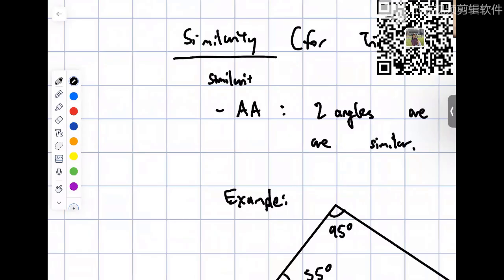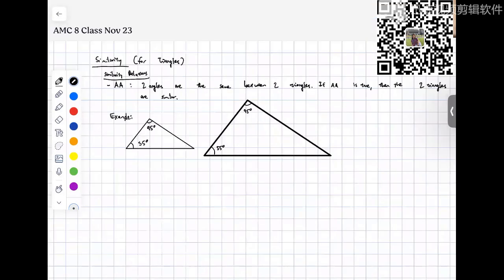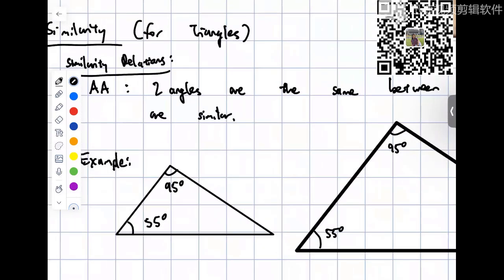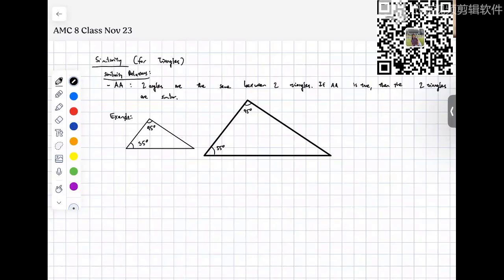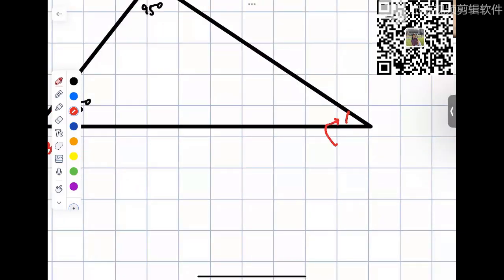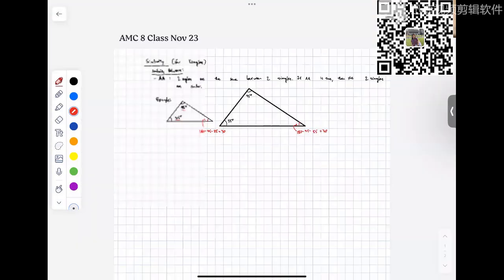Let me actually write that down. Okay. And the reason why AA works is because if the first two angles in the triangle are the same, so for example here, 55 and 95, that means the third one is going to be 180 minus 95 minus 55, which equals 30. Similarly, this is also going to be 180 minus 95 minus 55, which equals 30.